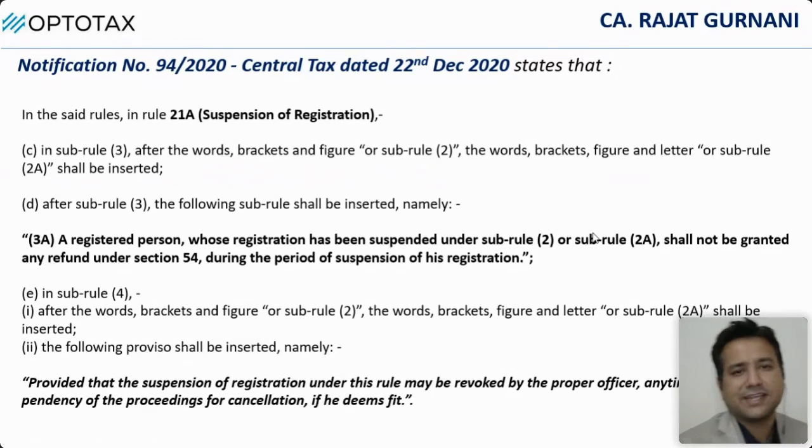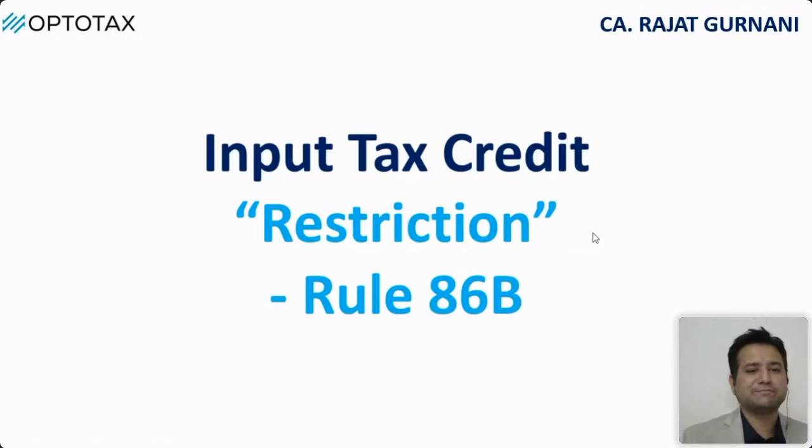So the proper officer can revoke the suspension of registration, right? So these were the pointers which I wanted to mention. Now we will take a deep dive into input tax credit provisions. Consequences I've already explained: cancellation of registration, suspension of registration. Why did I explain? Because now all the tax professionals will listen to me very carefully, on all the provisions. Why? Because they know very well what the consequences are, right?